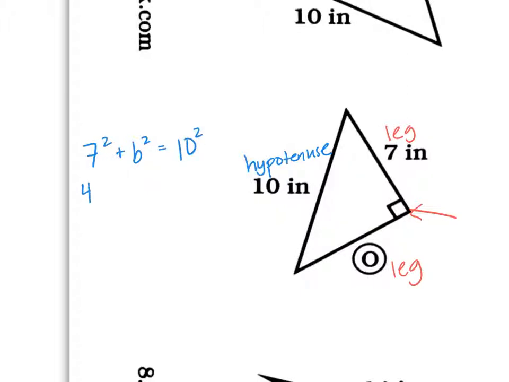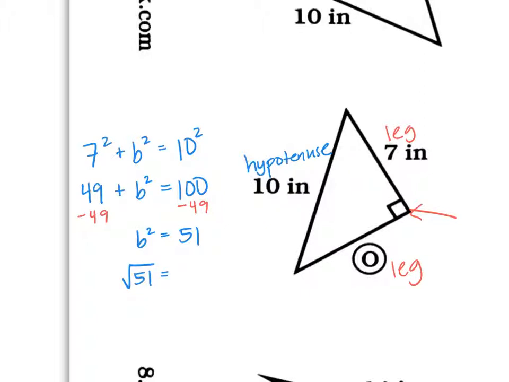7 squared is 49, right? 7 times 7 plus b squared. 10 squared is 100. I need to subtract 49 because the b squared is adding it. Right? Notice how this is different. I didn't add two numbers together. We're subtracting here. I get b squared equals 51. Okay, to figure this out, I have to take the square root of 51.